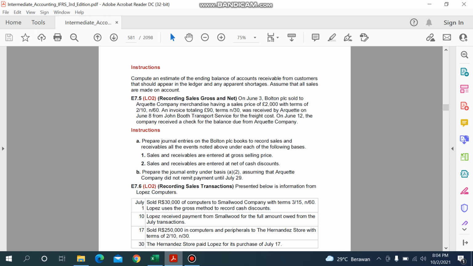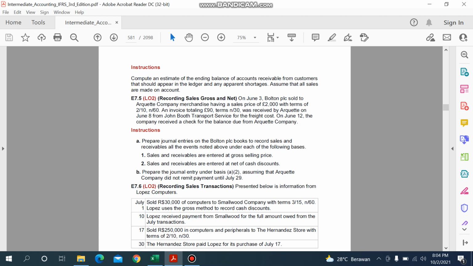The next question is E7.5. On June 3rd, Bolton PLC sold to Arcade Company merchandise having a sales price of 2000 with terms of 2/10, n/60. And in fact, freight terms of FOB shipping point; a payment of 90 and over 30 was received by Arcade on June 8 from John Booth Transport Service for the freight costs. On June 12, the company received a check for the balance due from Arcade Company.